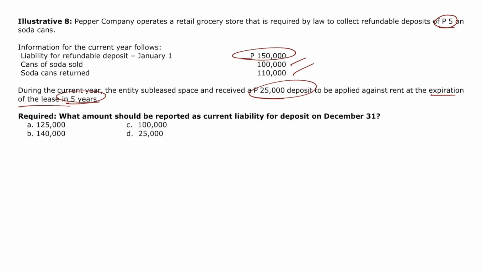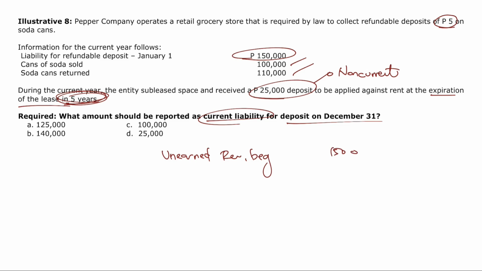So, ang tinatanong dito is what amount should be reported as current liability for deposit on December 31? Obviously, hindi nakasama yung 25,000 kasi non-current yan. Sir, paano mo nasabing non-current? Kasi i-apply yan after 5 years pa eh. Nagigets? So, ibig sabihin yung container deposit lang ang kasama dito. So, unearned revenue at the beginning will be equal to how much? That's equal to 150,000. Okay?